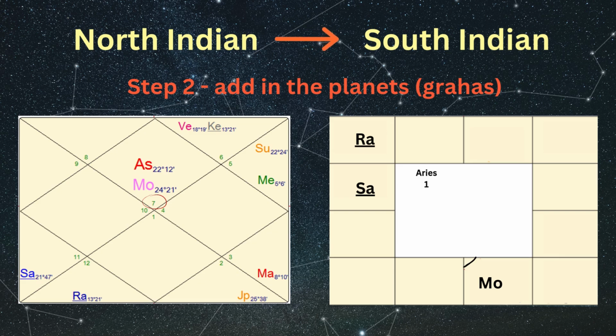Continue adding the rest of the planets by moving counterclockwise in the North Indian style and clockwise in the South Indian style. Saturn in the 5th house and Rahu in the 6th house. Followed by Jupiter in the 8th house, Mars in the 9th house, Mercury and Sun in the 11th, and Venus and Ketu in the 12th house. This completes the transformation of the chart from the North Indian style to the South Indian style.